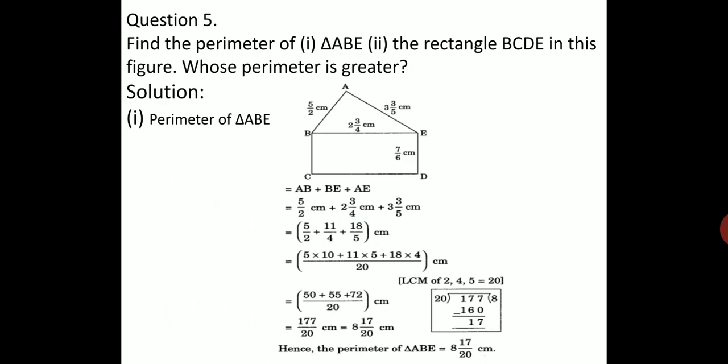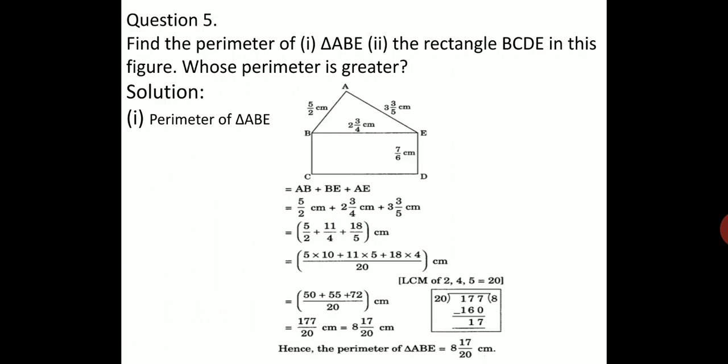Then the net answer is coming how much? 177 by 20. Now I am converting this into a mixed number. You can see 177 divided by 20. The calculation is shown in the box and it comes 8 17 upon 20. Again the formula for this is Q R by D. Q is quotient, R is remainder and D is divisor. So hence the perimeter of the triangle will be 8 17 by 20 centimeter.